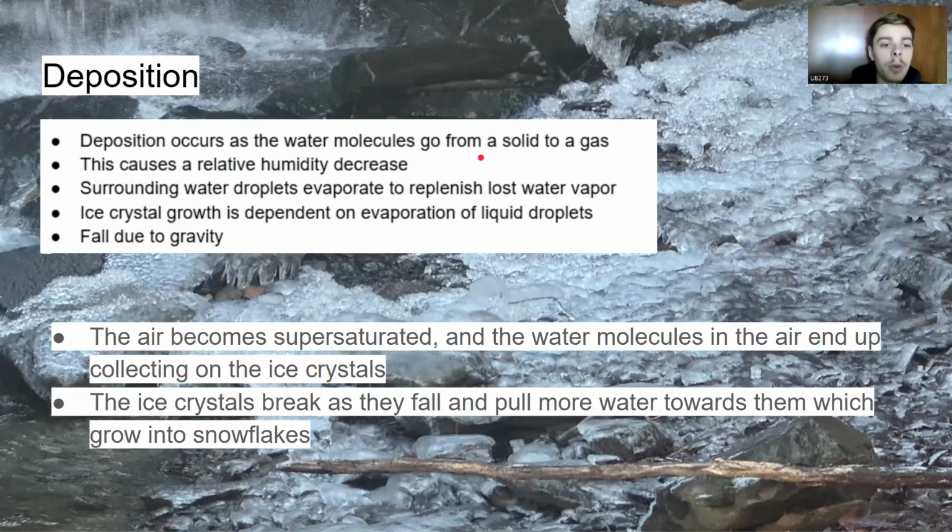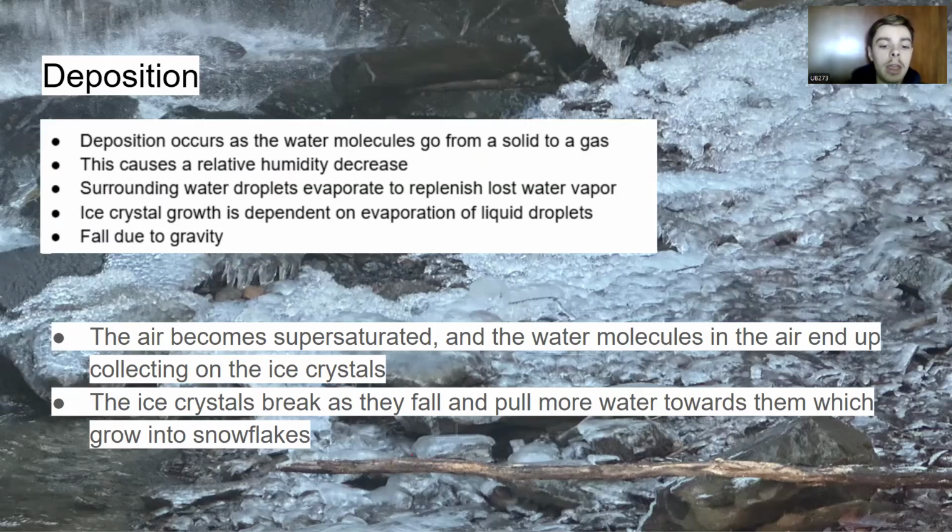This causes the relative humidity to decrease and the surrounding water droplets evaporate to replenish the lost water vapor. The ice crystal growth is dependent on the evaporation of liquid droplets, and then once the ice crystals form, they fall due to gravity. So the air ends up becoming supersaturated, and all of the water molecules in the air that evaporate end up collecting on the ice crystals.